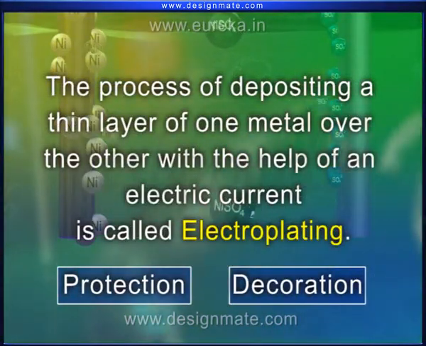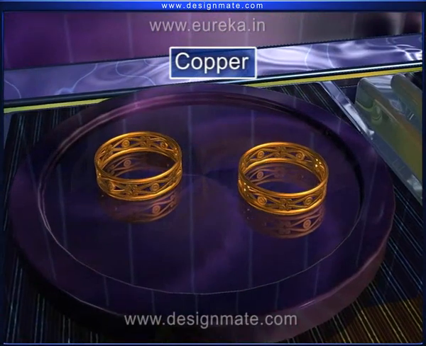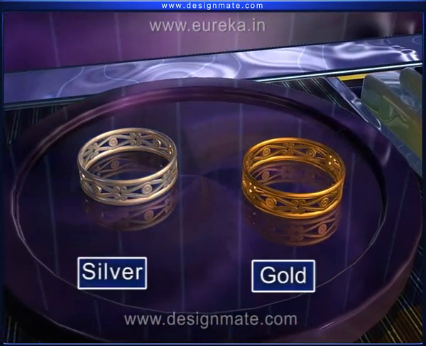Electroplating for decoration. Metals like copper can be electroplated with silver or gold to make them more attractive.